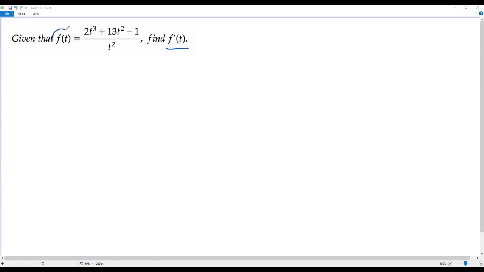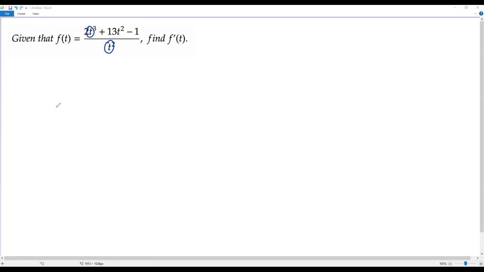Okay, so this is a function of t. So t is a variable in this function. As soon as we look at the function, we decide it's a rational function because we find variable t in both numerator and denominator. Whenever I want to find the derivative of a function which contains a variable in both numerator and denominator, we'll be using the quotient rule.